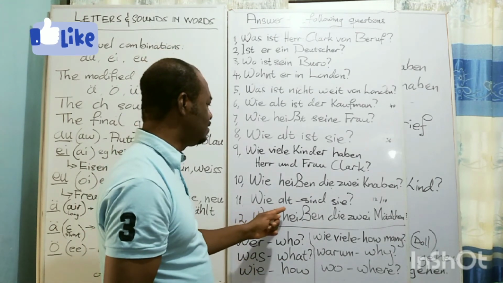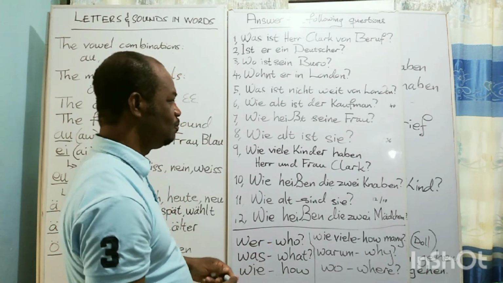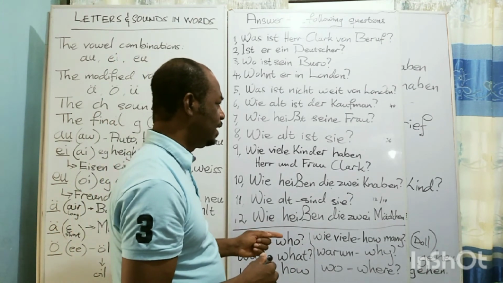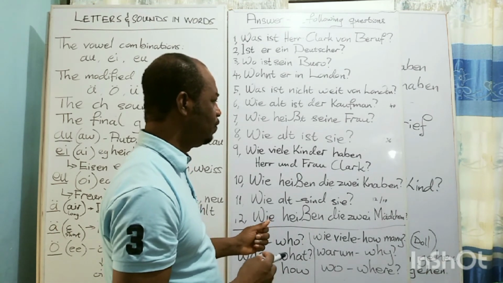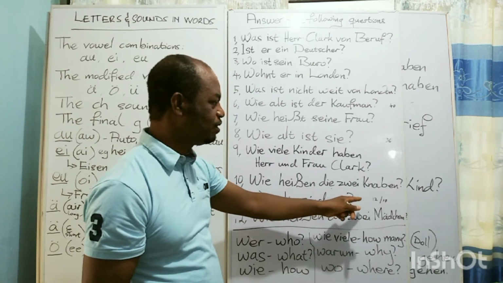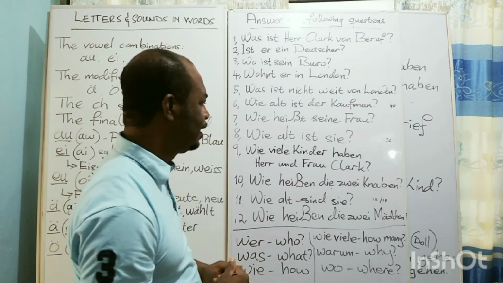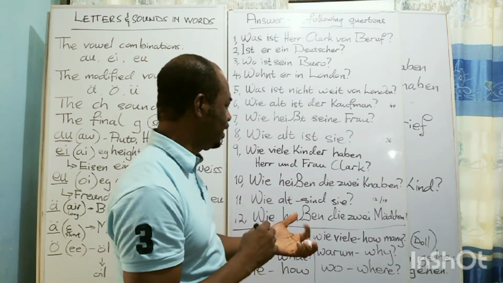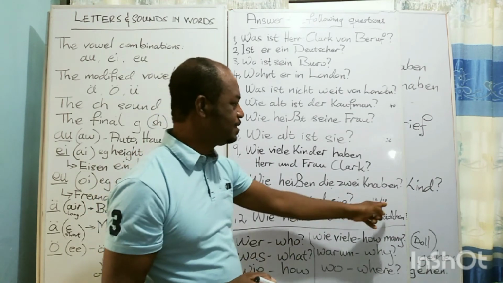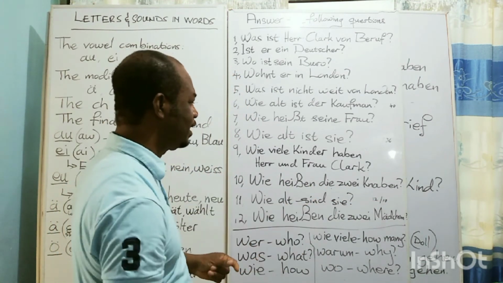Wie alt sind sie? How old are they? Then you answer. I think Charles is around 12 years old and Wilhelm is 10 years old. Whichever, look at the passage again. Karl is 12 years old, Wilhelm is 10 years old. If it's the other way around, check it and write it correctly for me.